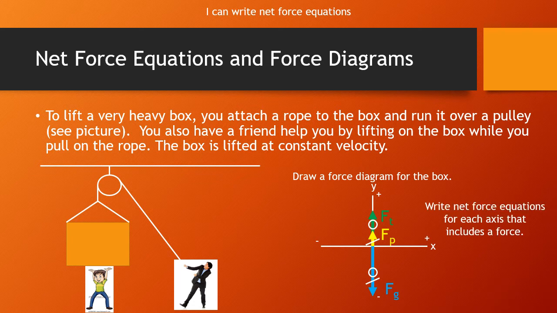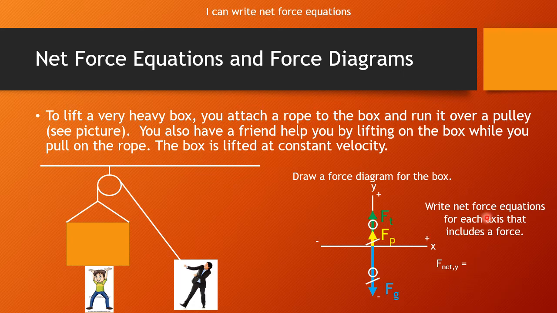All right, so now that we have our force diagram, we can now write a net force equation. Now specifically, this question says write net force equations for each axis that includes a force. Well, on this particular example, the only forces acting on the box are vertical, up and down. So in this case, I'm actually only going to need one net force equation. If we also had forces acting horizontally on the x-axis, I would need two equations, one for the x and one for the y. So in this case, I only need to write a net force equation for the y-axis.